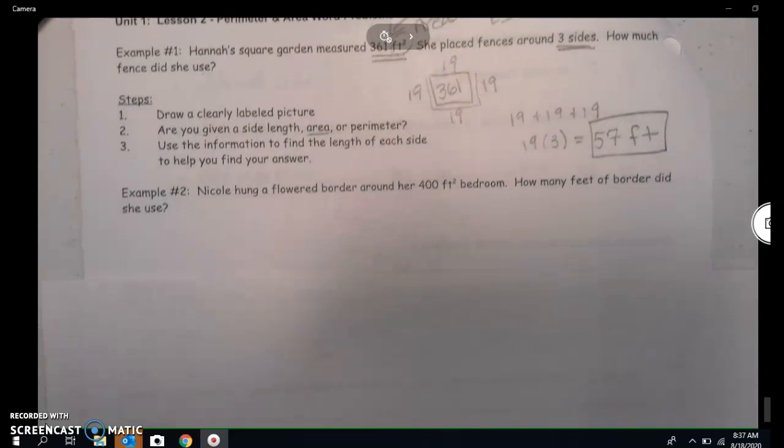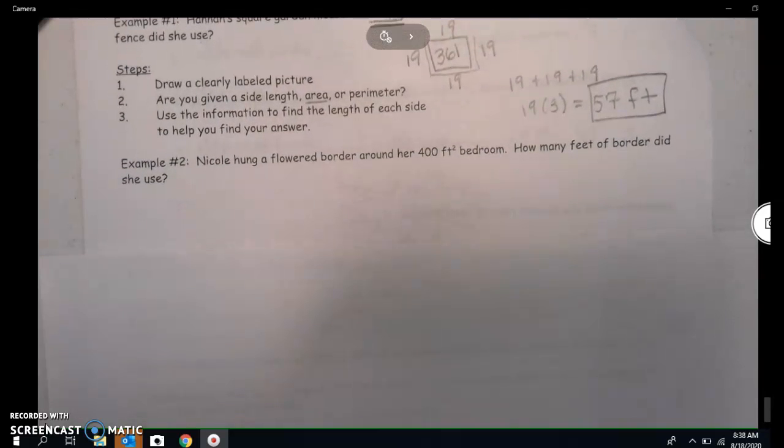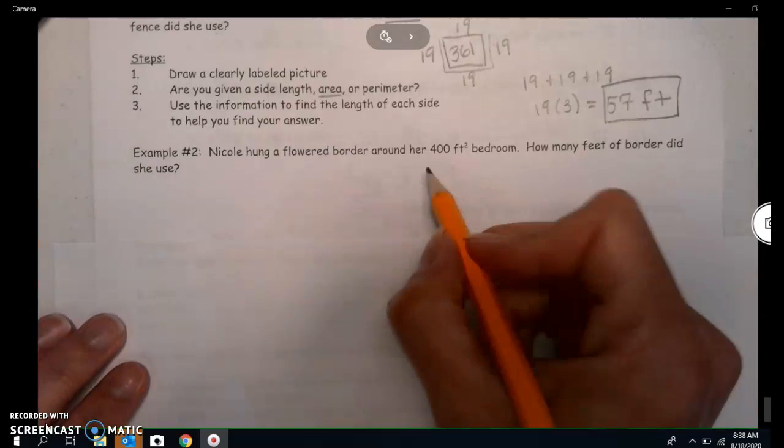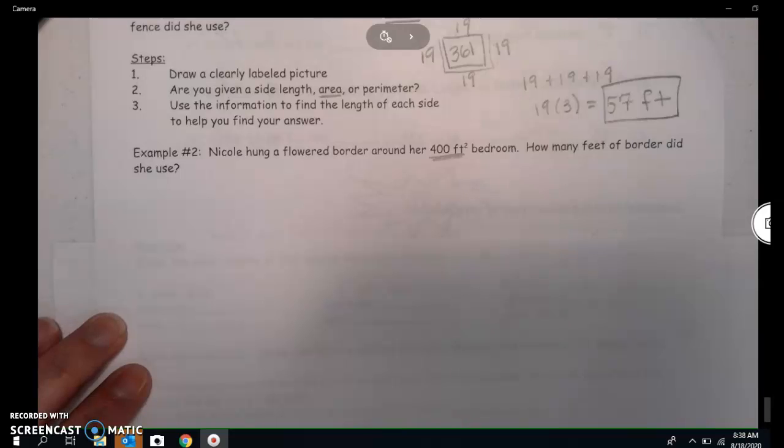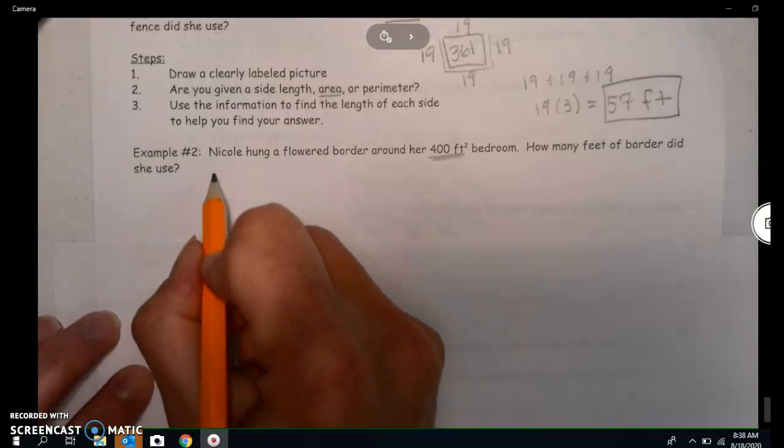So we have Nicole hung a flowered border around her 400 feet squared bedroom. All right, so we have a number right here. Think about what that references. How many feet of border did she use? So she hung a border all around it, and it looks like we have 400 feet squared. So here's our square.